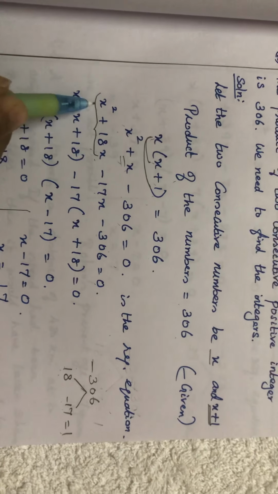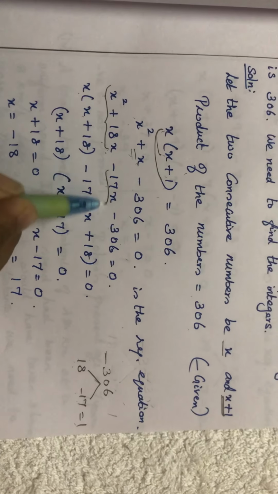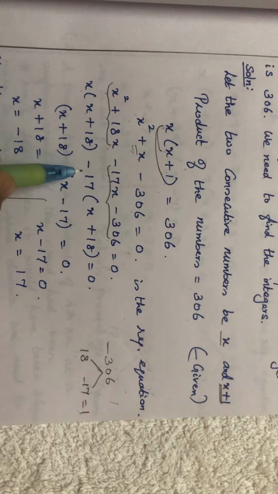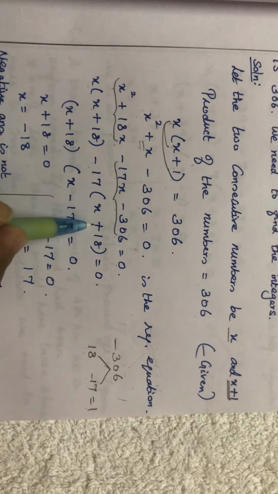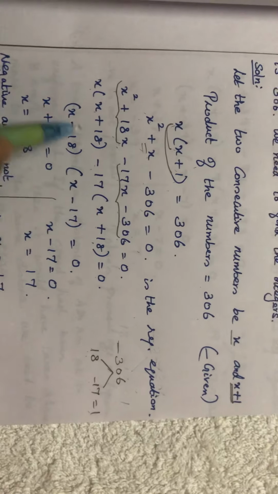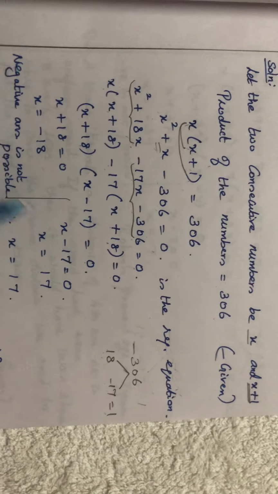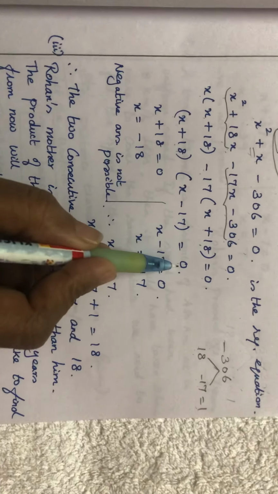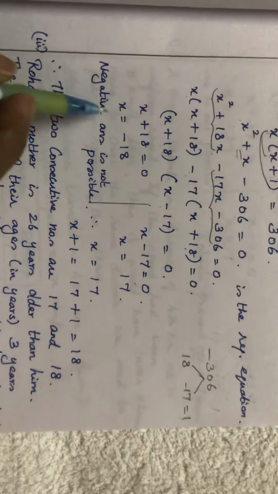From the first two terms, what I can take common is x, so x plus 18. From the rest of the two terms, I can take 17 as common. Minus 17 I am taking. So I will get x plus 18 equal to 0. Now x plus 18 if I am taking out, x minus 17 is equal to 0. So first case, x plus 18 equal to 0. Second case, x minus 17 is equal to 0.